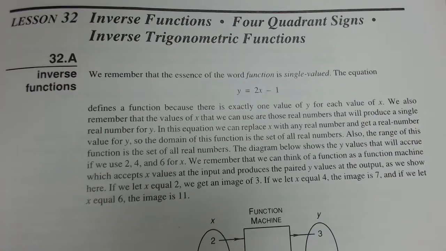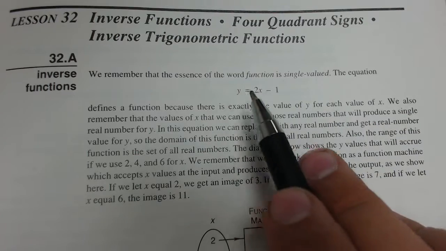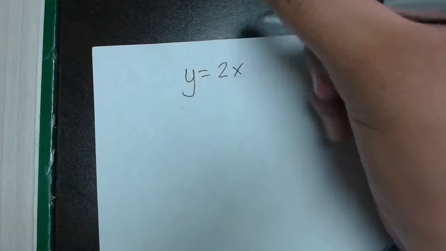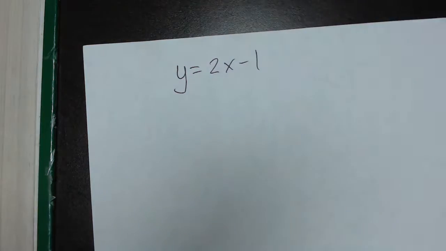Inverse functions really aren't that hard. And we'll start with a nice, easy linear equation. So they give us the equation y equals 2x minus 1. Go to our work paper. And if we remember, a function is kind of like an answer machine. We plug in data into our function, we get an answer, right?